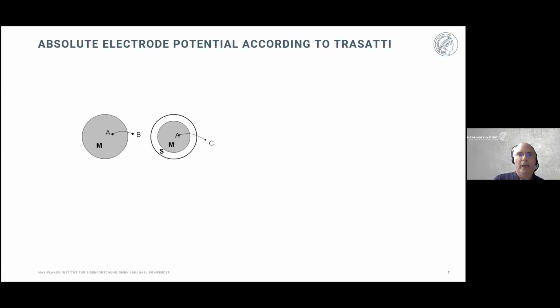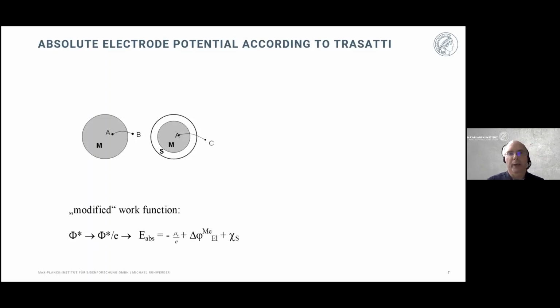And if we now have a solvent or electrolyte layer around this metal, we have this case, and we can again define the work to bring out an electron from the metal through the electrolyte layer to a position close outside the electrolyte. And that we can call modified work function. And if we divide that by the unit electric charge, we can call that absolute electrode potential. And as you can see, the absolute electrode potential is composed of three parts.